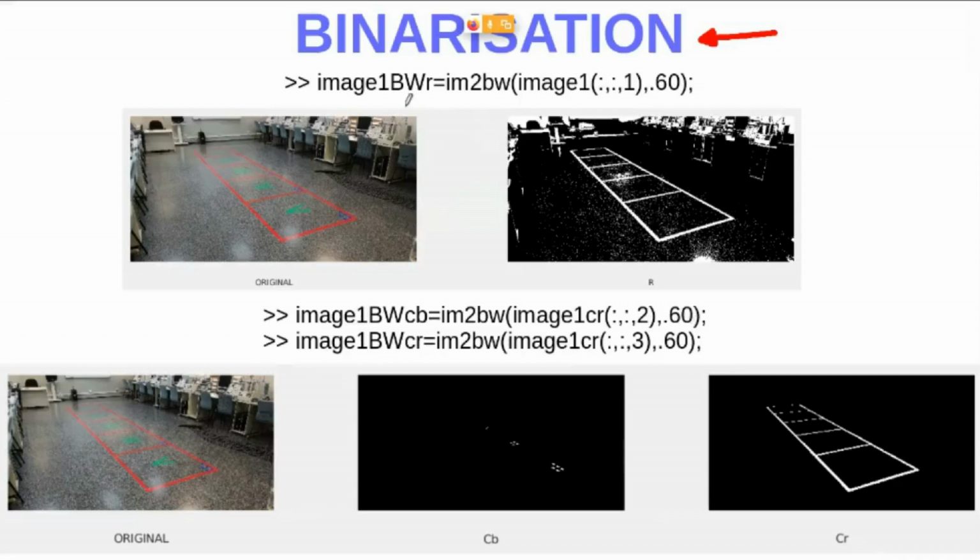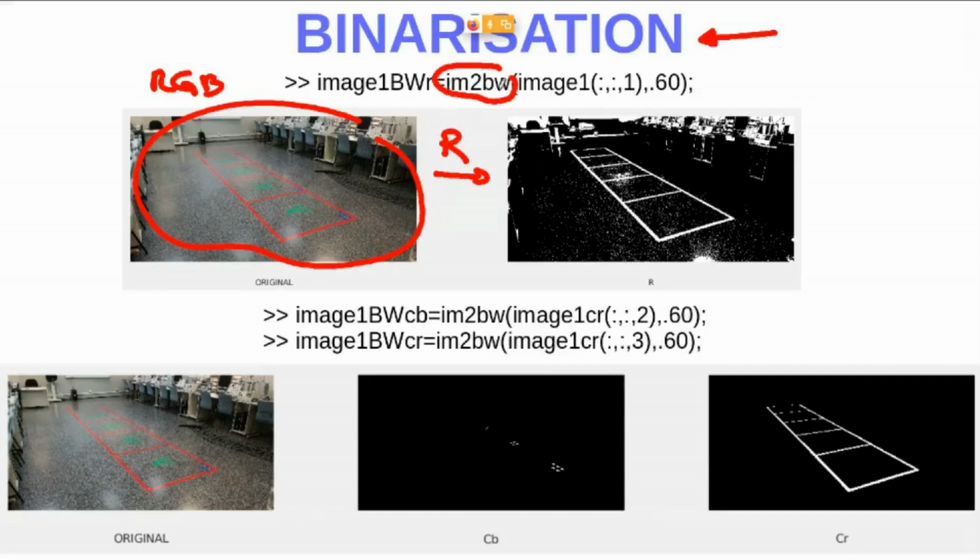lines. But what would happen if I take this RGB picture, take the red layer and binarize it? The command in MATLAB is image to black and white, applied to the first layer of the image. Remember, in RGB, I'm binarizing the first layer. As you can see, this appears clearly white because it's red in the original. But can you see here on the floor? We have a lot of sparks because of my focus reflection. It clearly appears here.